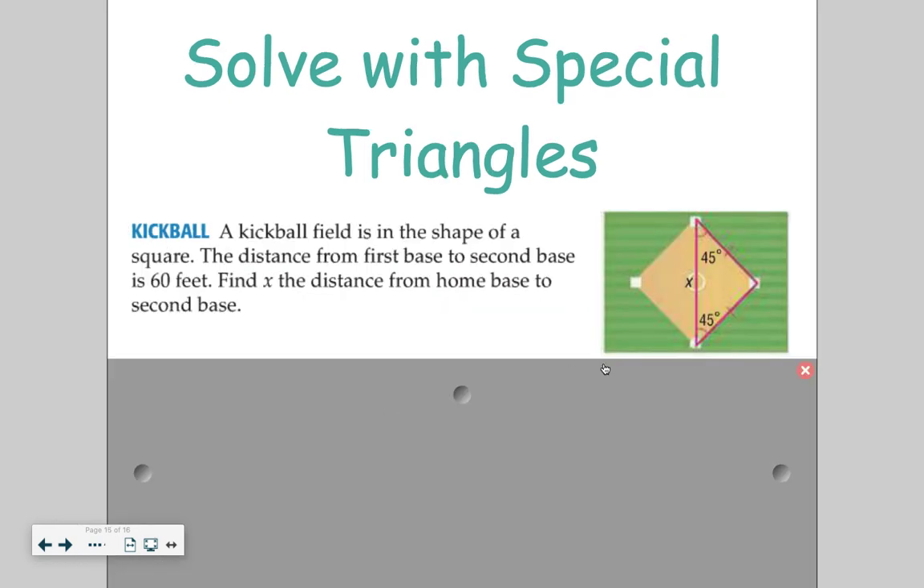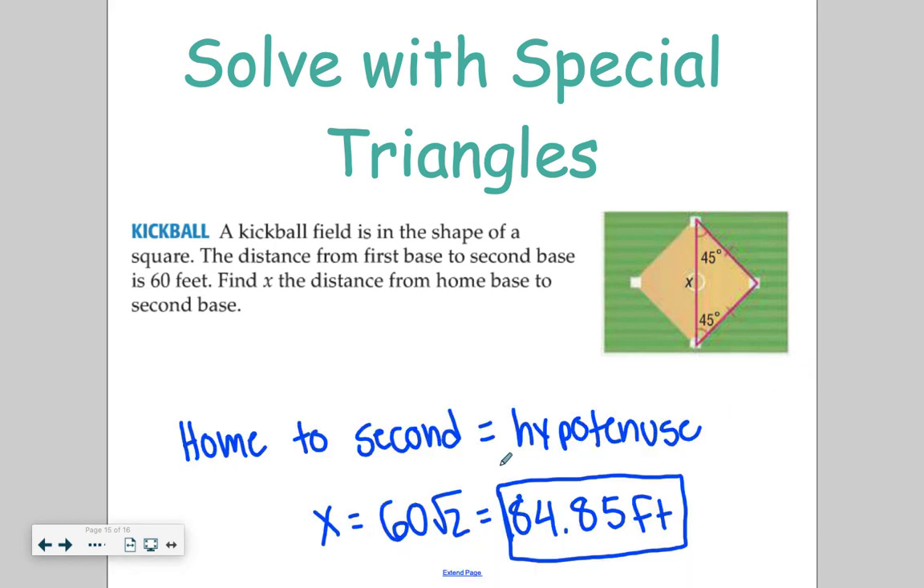Go ahead and find the distance from home to second base on your own, finding the decimal version of the answer. So you're going to end up with, you plug in your 60 as your side, which means 60 square root of 2 is the hypotenuse, giving you 84.85 feet.